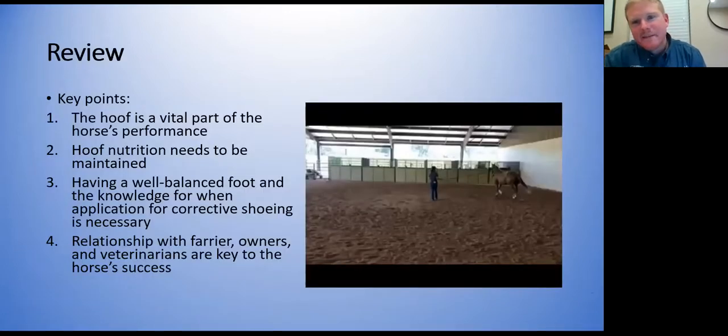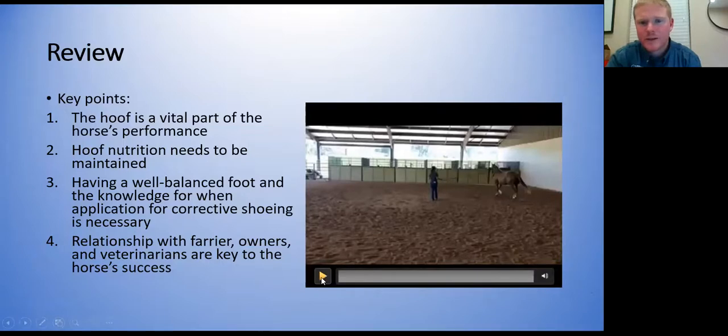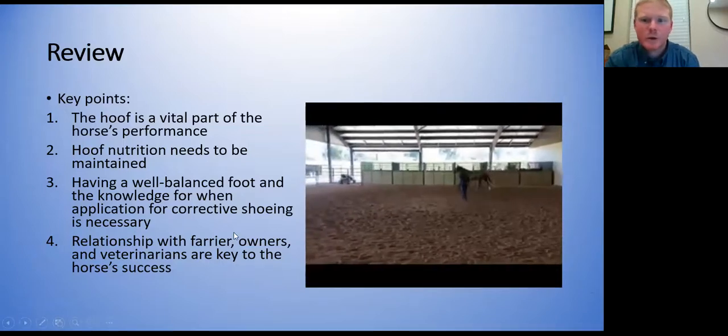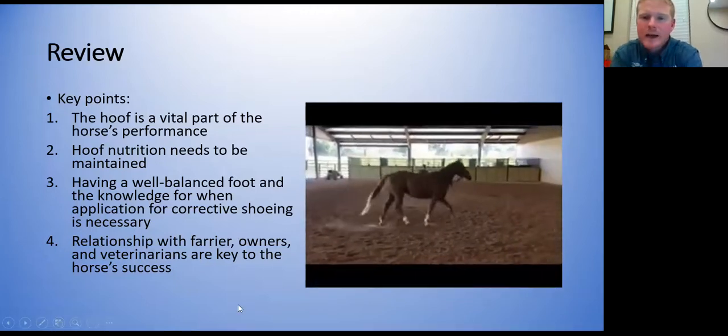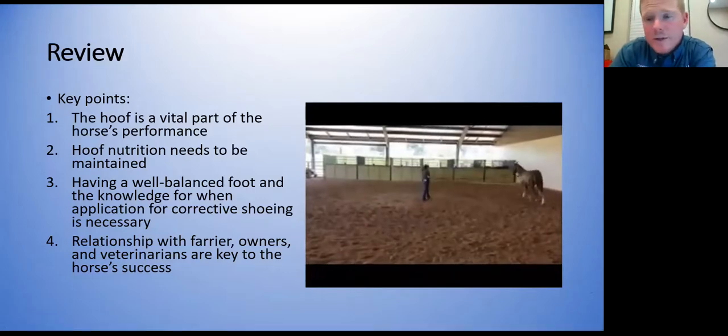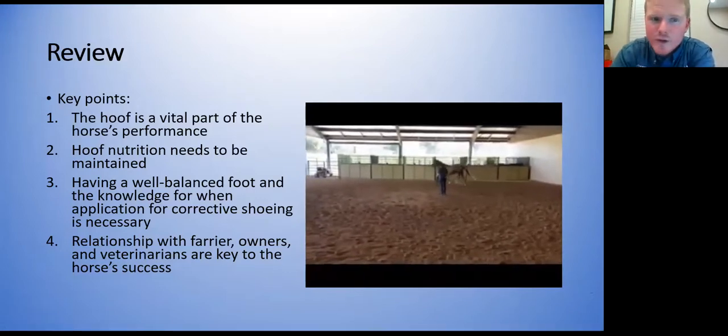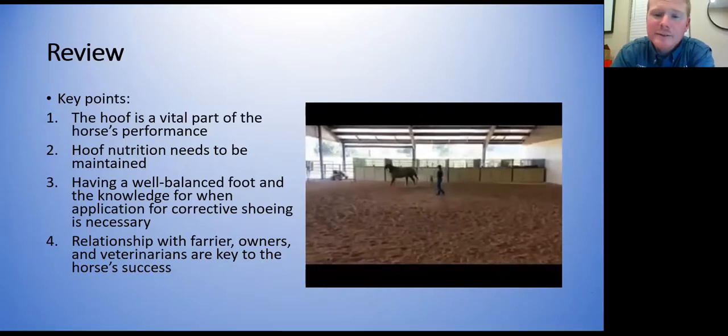So, in the end here, we're going to review the biggest points. The hoof is a vital part of the horse's performance. When you talk about performance, you want a horse that's naturally going around comfortably. You want a natural gait and the horse to be sound. I think hoof nutrition, and also having a relationship with your farrier and your owner, knowing what they would like and what they need to provide the horse with, is key to the horse's success.